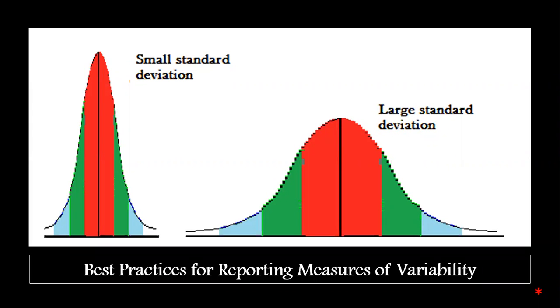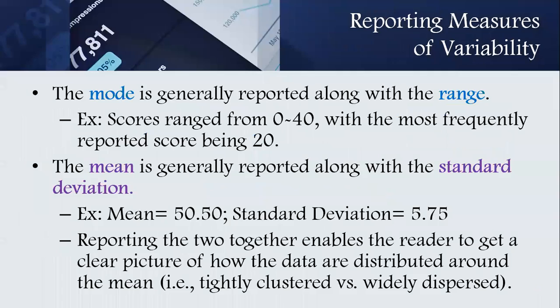Now let's discuss the best practices for reporting measures of variability. When describing our data, we typically report measures of central tendency along with measures of variability. But there are some best practices to consider in terms of how we go about pairing these measures together. The mode is generally reported along with the range. So for example, we might say that scores range from 0 to 40, with the most frequently reported score being 20. The mean is generally reported along with the standard deviation.